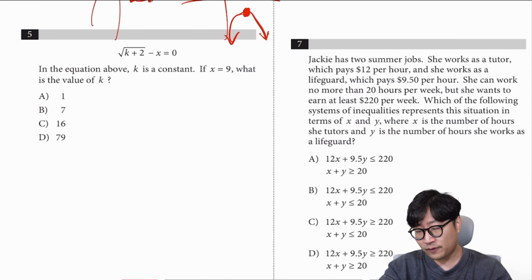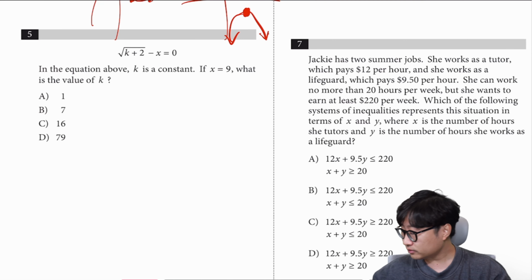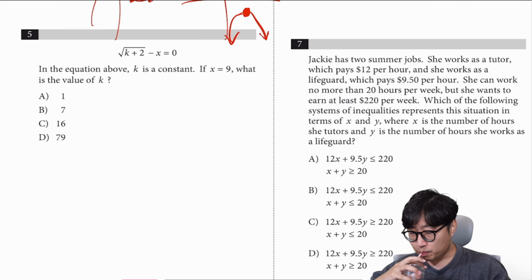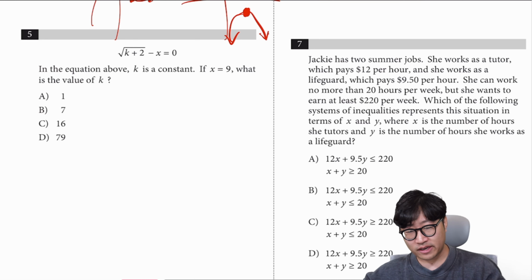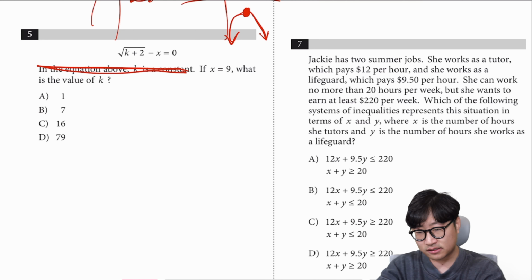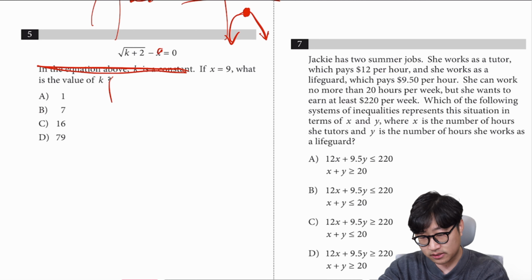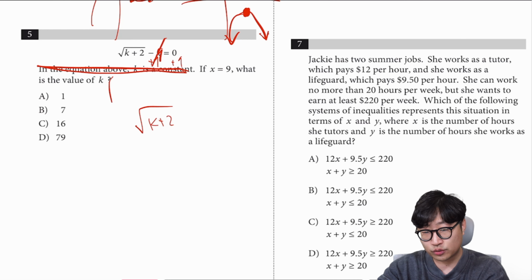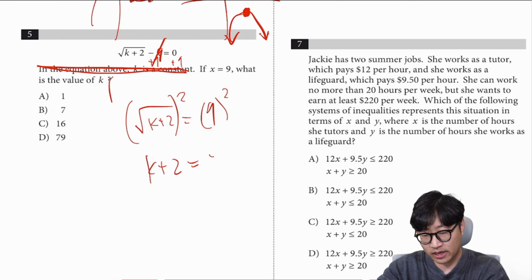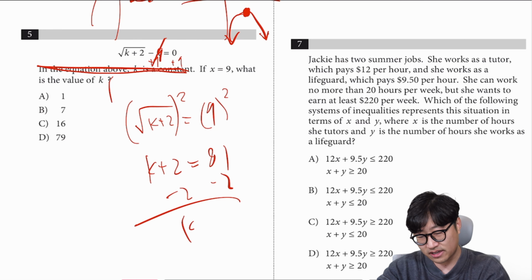Excuse me. Number 5. In the equation above, k is a constant. Cool story. X is 9. What is the value of k? So, x is 9. Add 9 on both sides. Square root of k plus 2 is equal to 9. Square both sides. K plus 2 is equal to 81. Subtract 2 on both sides. K is equal to 79.